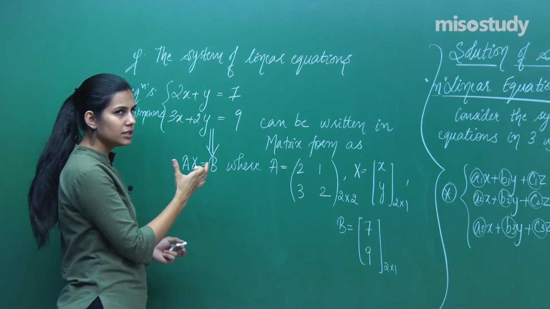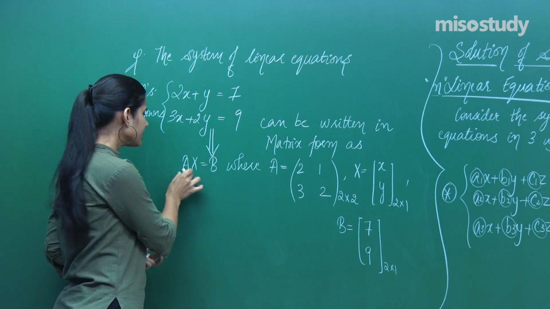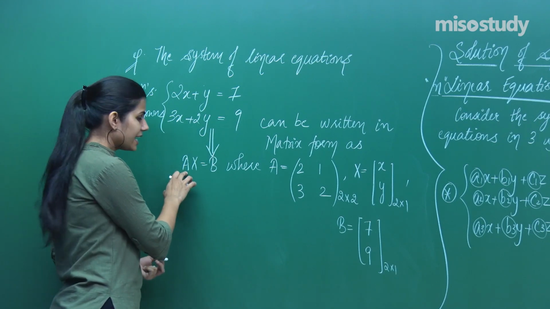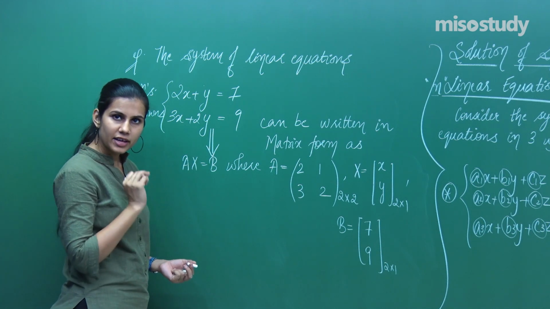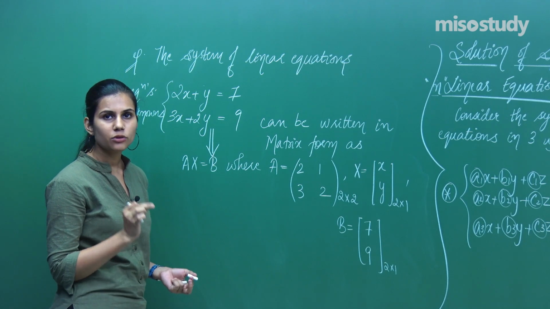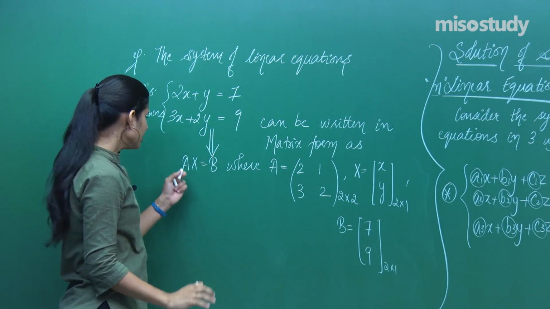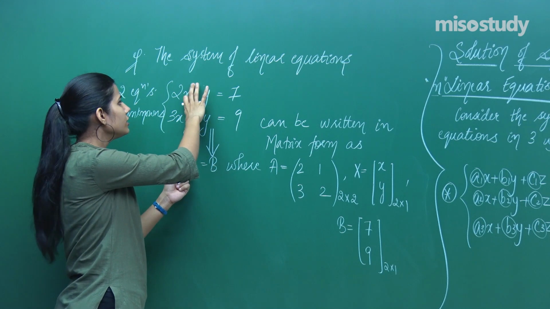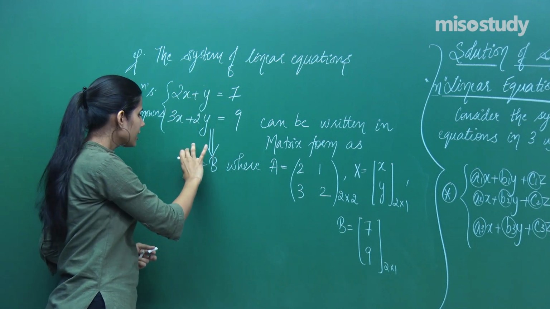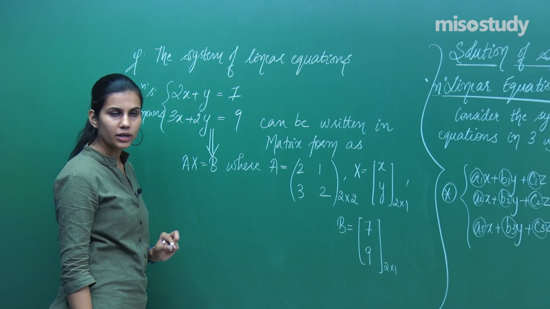Pick up any system of simultaneous linear equations in which the number of equations is equal to the number of unknowns, so that matrix A, the coefficient matrix, comes out to be a square matrix. A's order is n cross n, where the first n is the number of equations and the second n is the number of unknowns. Until both are equal, A will not be a square matrix, and I want A to be a square matrix. That is what is in our syllabus. So practice this nicely.